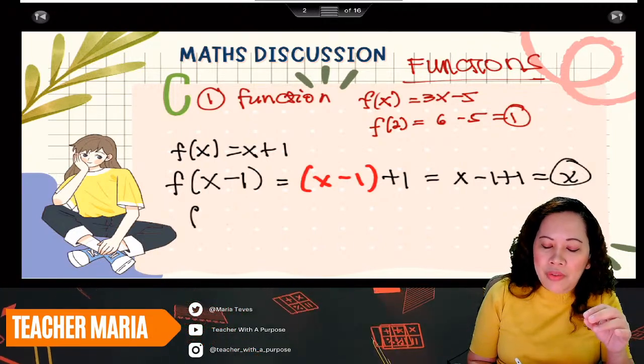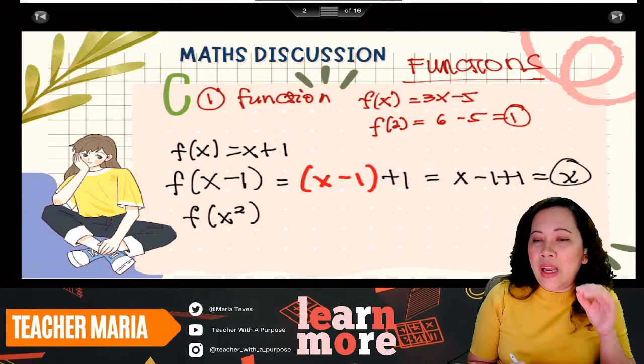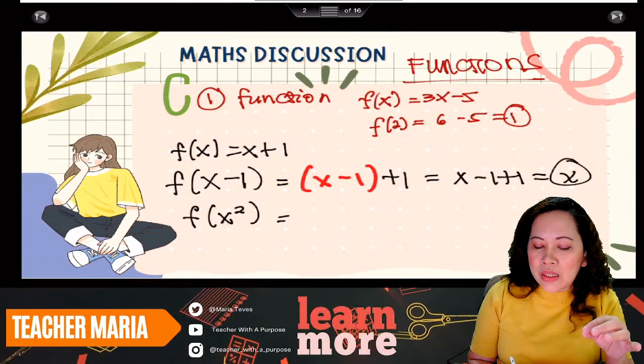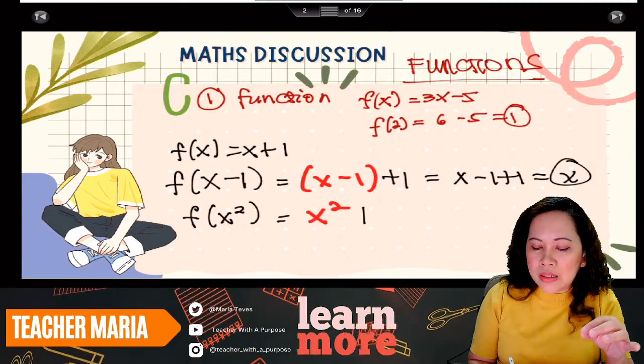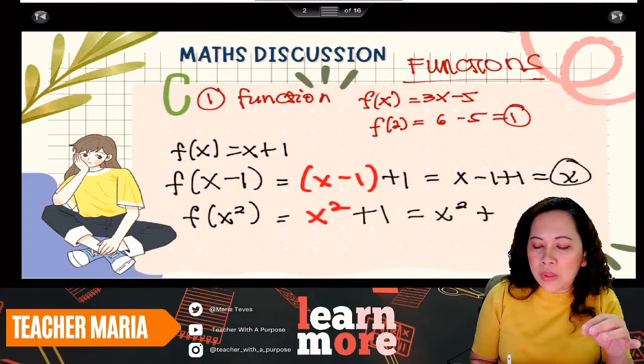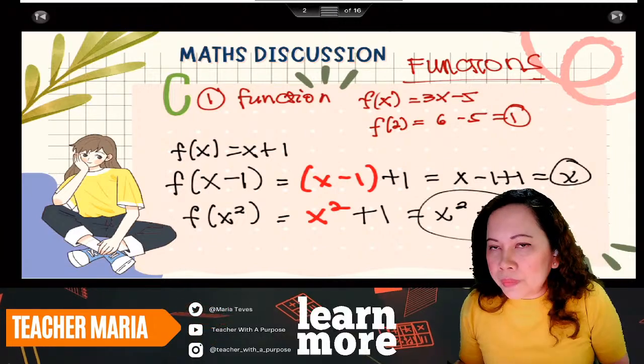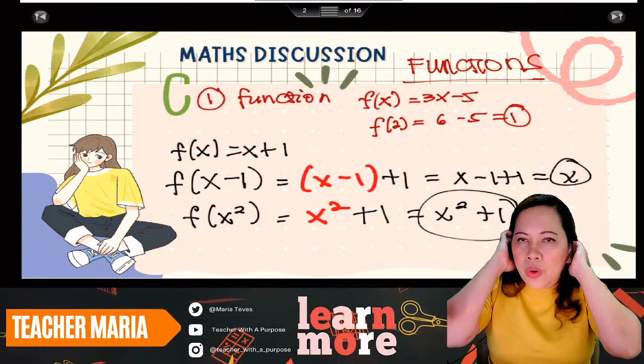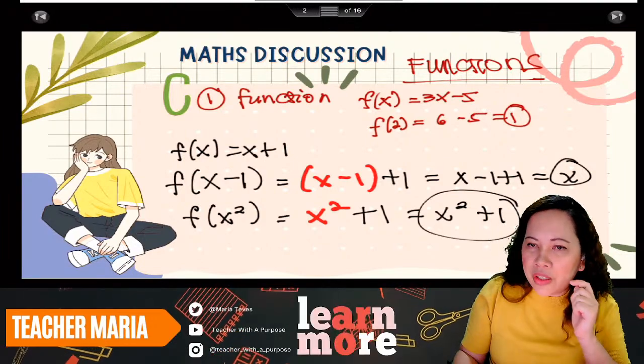Now, if you have your f wherein your x is x squared, then all you need to do is substitute x with x squared, plus 1. So that's x squared plus 1. Okay, so that is how you do your function.